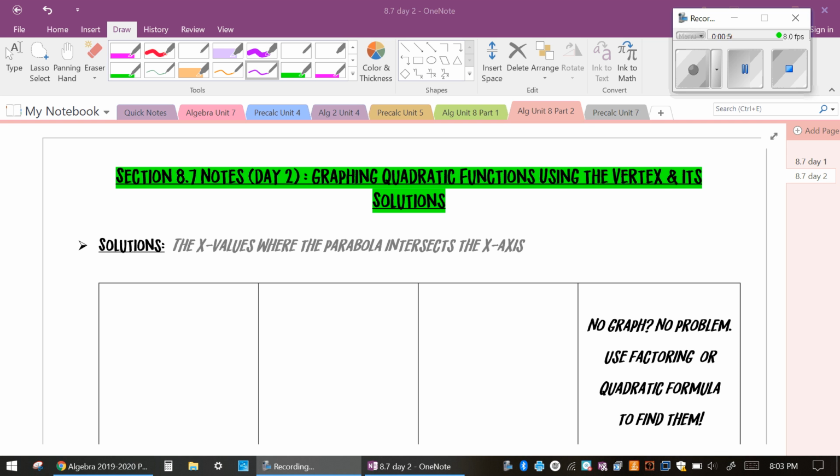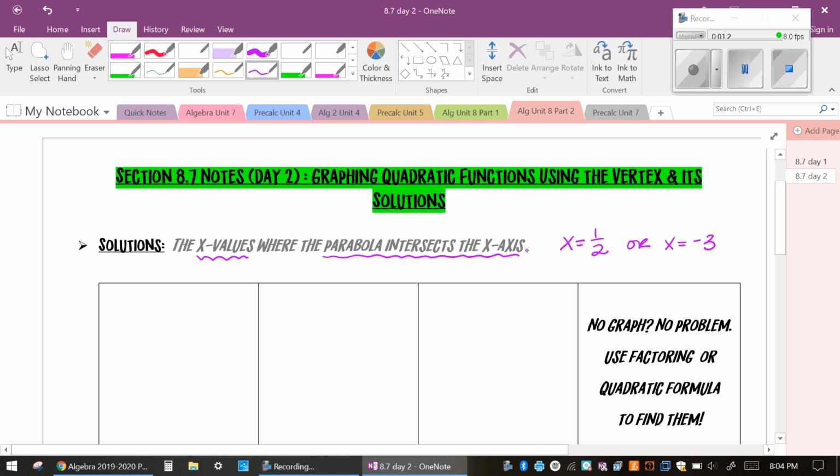Now, the solutions to a quadratic equation we would get by factoring or solving, and they would look like x equals 3, or x equals 0, or x equals a half. So solutions could look something like that. But on a graph, solutions are where the parabola intersects the x-axis. So when you are graphing your parabola, there are three things that can happen.